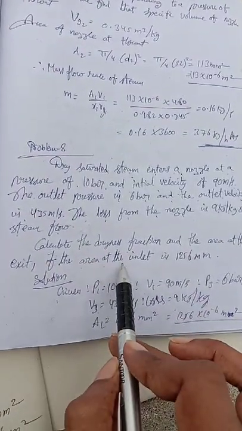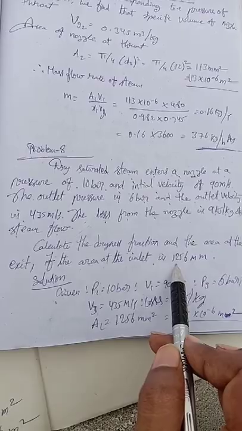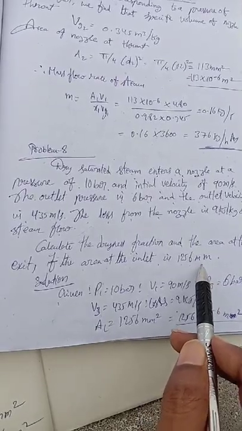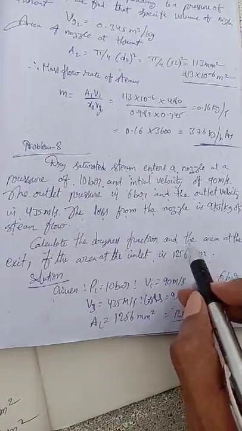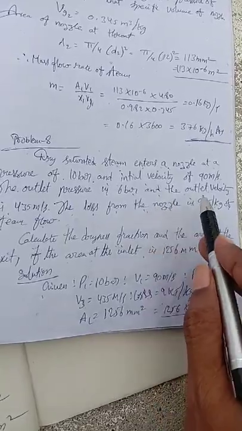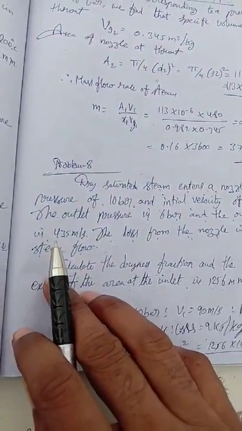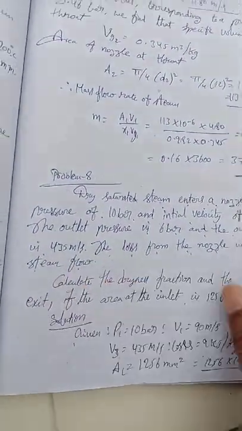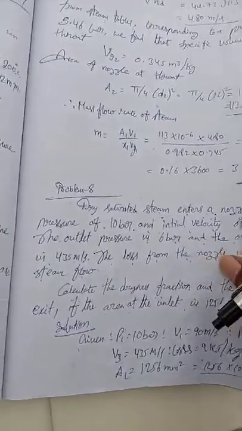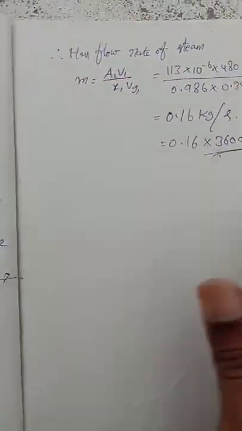If the area at the inlet is 1256 mm², so here the area is given and the losses are given. Okay, so this is a problem we will see how to solve.